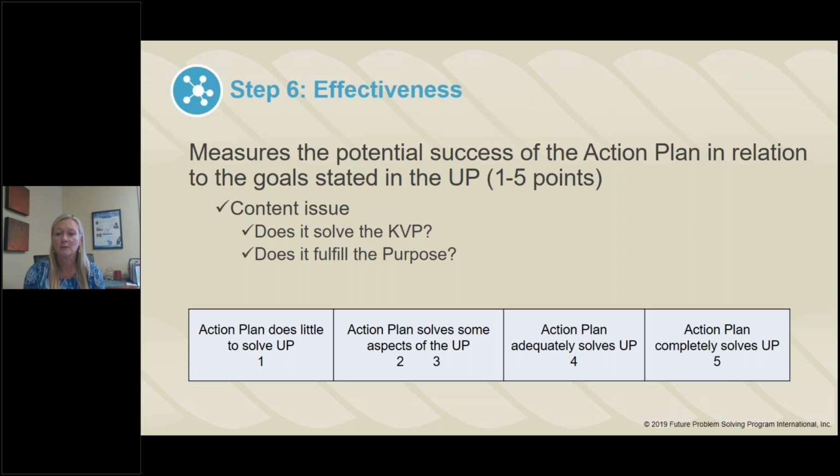So does it truly solve the key verb phrase, and does it fulfill that purpose? If the action plan completely solves the underlying problem, that would score the highest at 5 points. If it's an adequate solution, 4. If it solves some aspects, a 2 or a 3. And if it does little to solve the underlying problem, it only scores a 1 at this point.